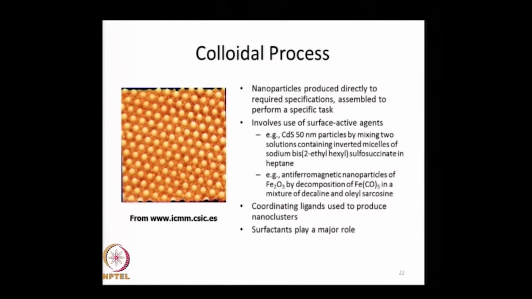Another example is antiferromagnetic nanoparticles of Fe2O3 that are produced by decomposing Fe(CO)5 in a mixture of decalin and oleyl sarcosine. These are examples of nanoparticles or nanomaterials that are obtained by taking two reagents and mixing them together at molecular scale to produce a nano-dimensional material.